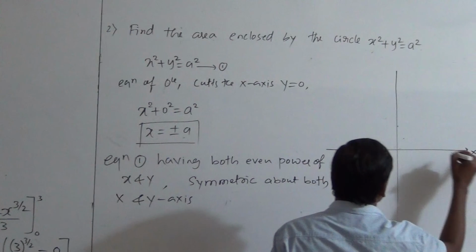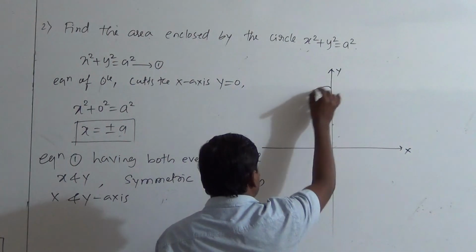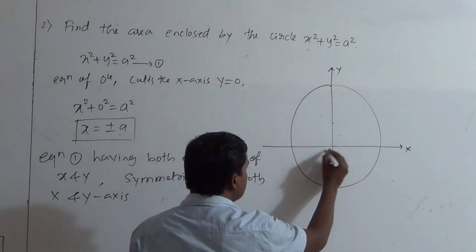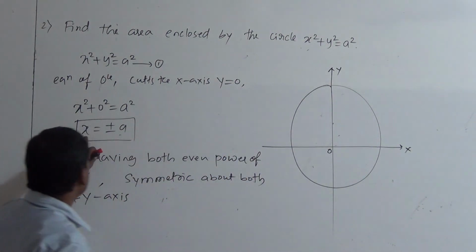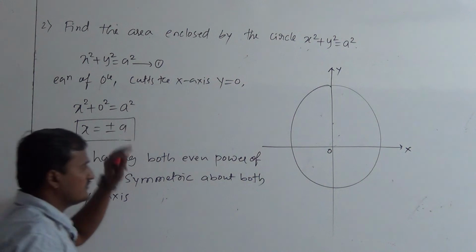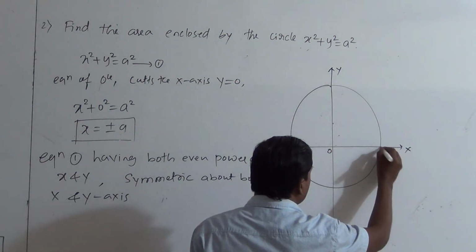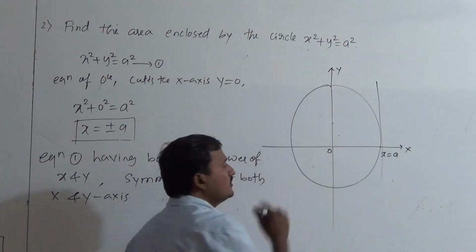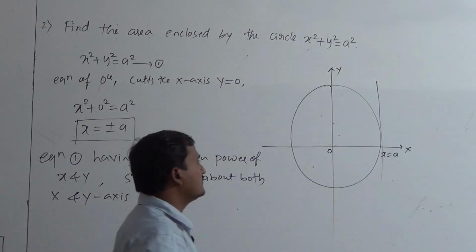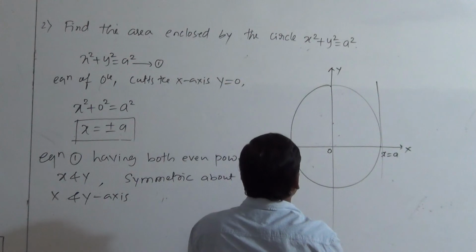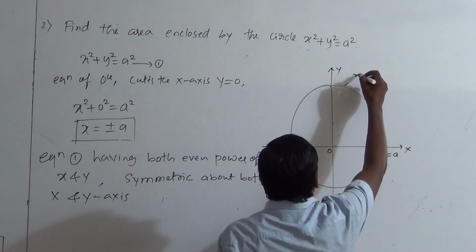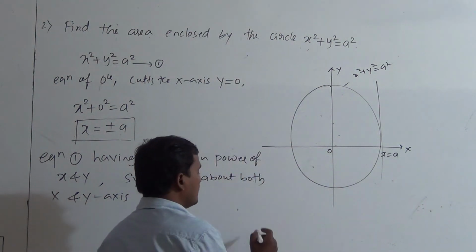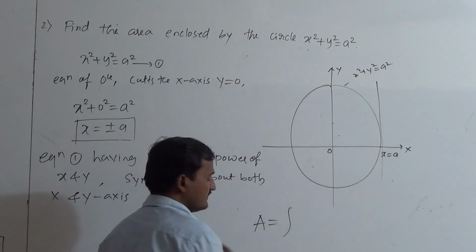So here it is the x axis, here it is the y axis. So this is the circle, right? So clearly this is the origin. And what is the value of x here? The value of x is plus or minus a, so here x equals a. x equal to a means it is a line parallel to the y axis, right? Now what is the curve? Clearly this curve is x square plus y square equal to a square, right?